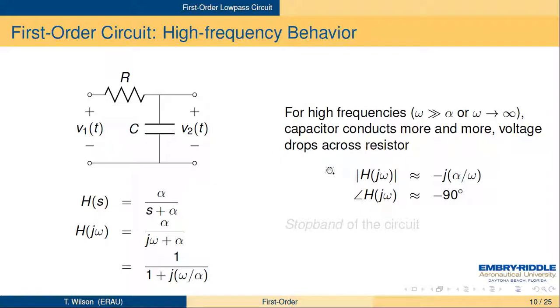The magnitude of H(jω) looks like -jα/ω. Again, that's when the jω/α term dominates everything, then you just get that flipped into the numerator, so you get -jα/ω. It acts like 1/ω, and the angle of H(jω) is approximately -90 degrees. We call that the stop band of the circuit.